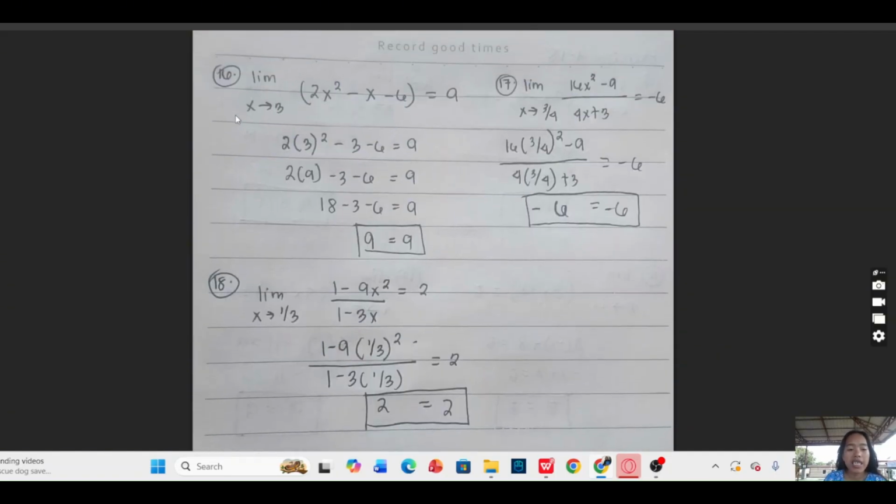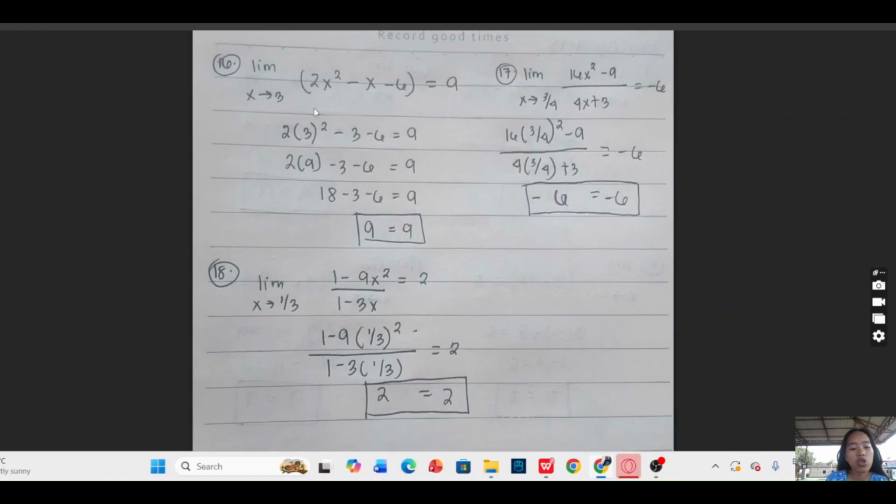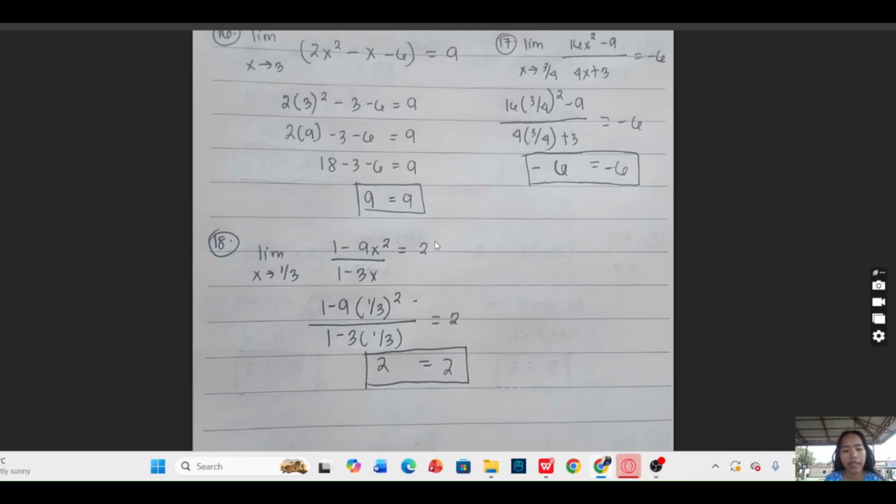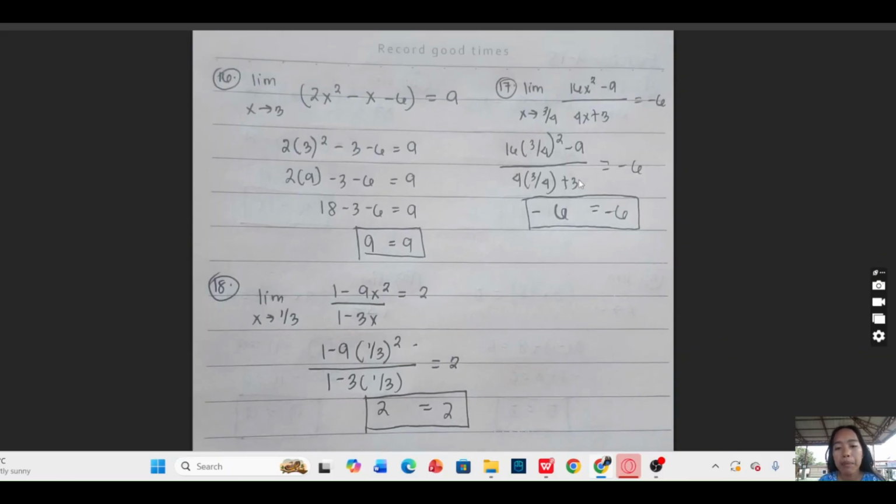And next, we have number 16, the limit of 2x squared minus x minus 6 as x approaches 3 is equal to 9. We just need to change again the variable into the constant 3. So 2 times 3 squared minus 3 minus 6 is equal to 9. Then 2 times 9 is 18, so that would be 18 minus 3 minus 6. If we solve this one, we will attain the answer 9. And 9 is the same as the other side, which is also 9. So that is correct.